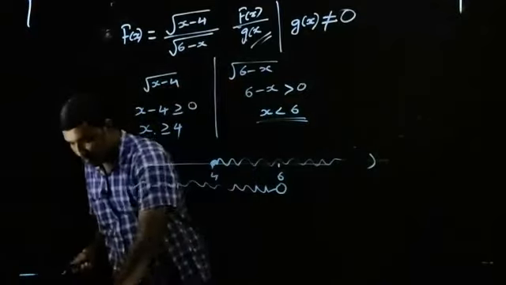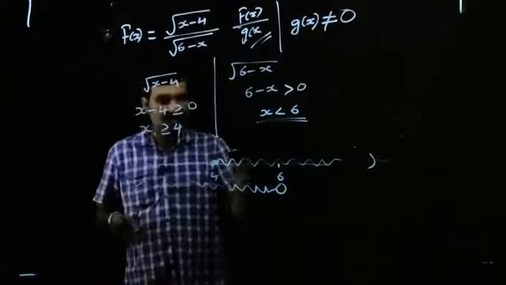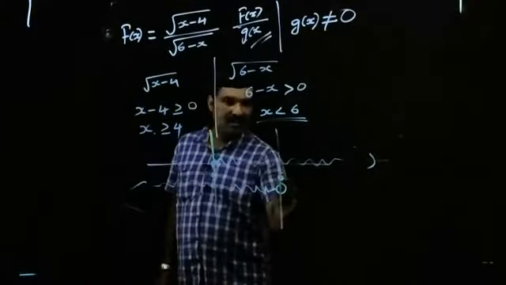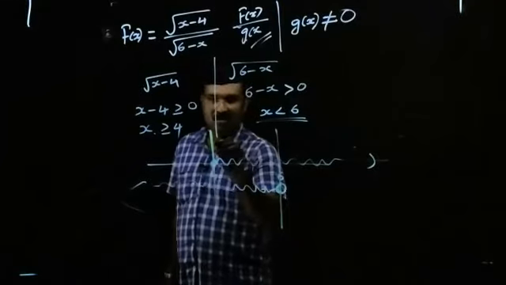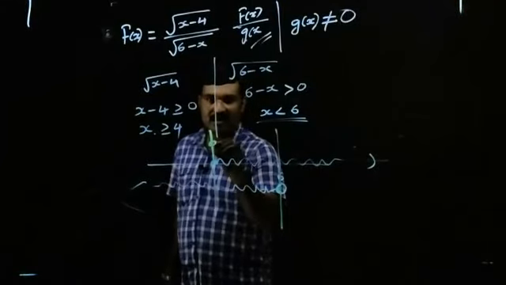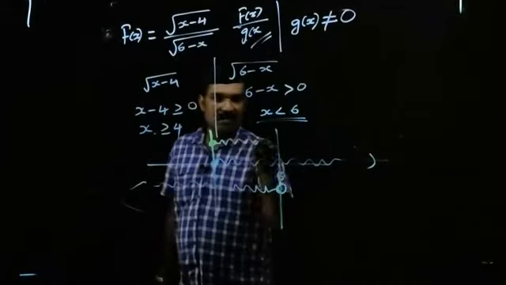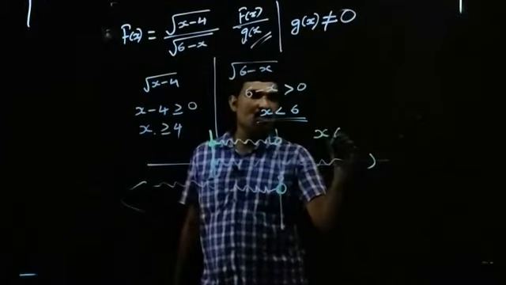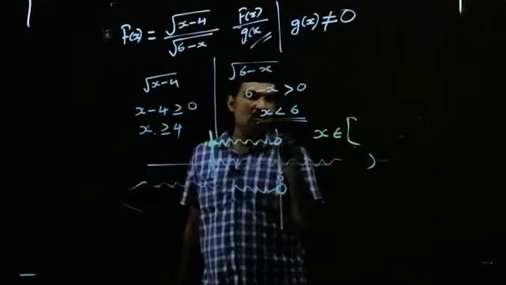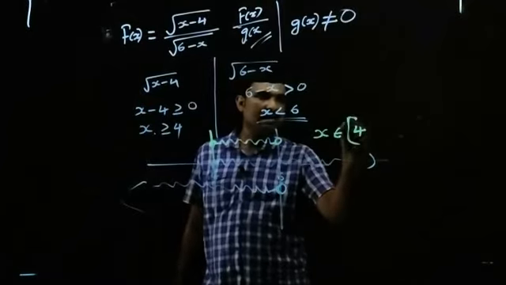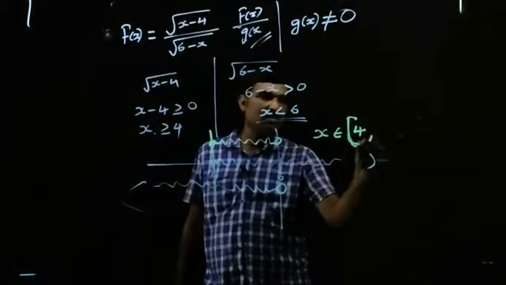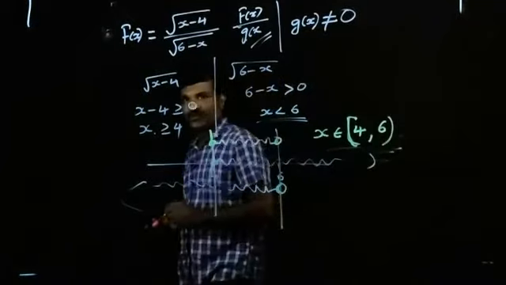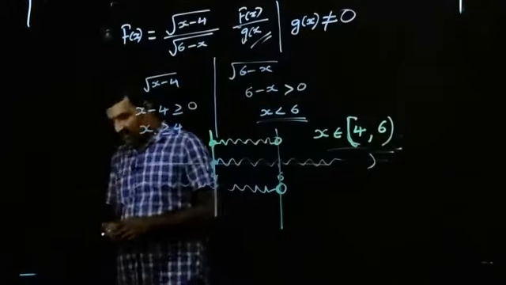Now find the common region. We know the intersection is this region, but here 6 is an open circle. So we use a dark circle here and an open circle here. So x belongs to the interval with a closed bracket at 4, and 6 is excluded, so an open bracket. So this is the domain of this function, right?